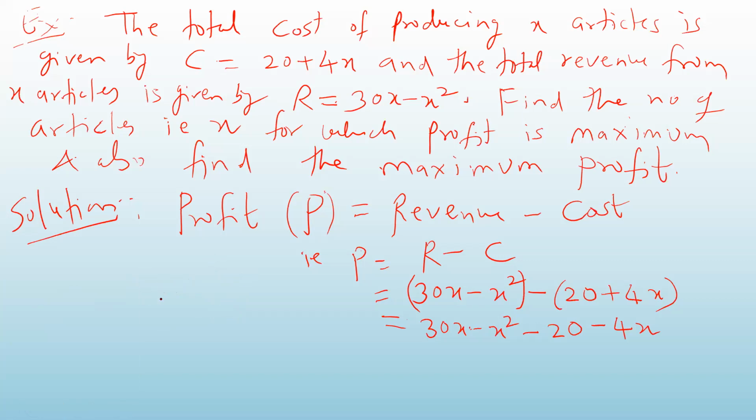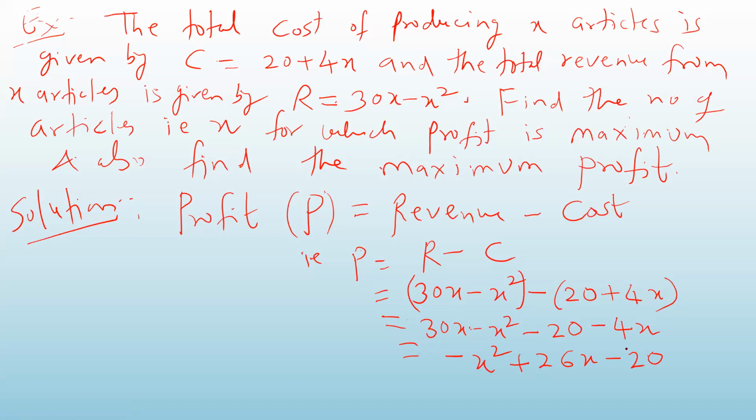Okay, now what you have to do? We have to simplify this. First of all, I will write down the term of x square. So it is minus x square. Along with the sign you have to write. So minus x square, and there is only one term of x square. Then there is the x term. 30x and 4x, both the terms contain x. So 30x minus 4x will give me plus 26x. And then the term minus 20.